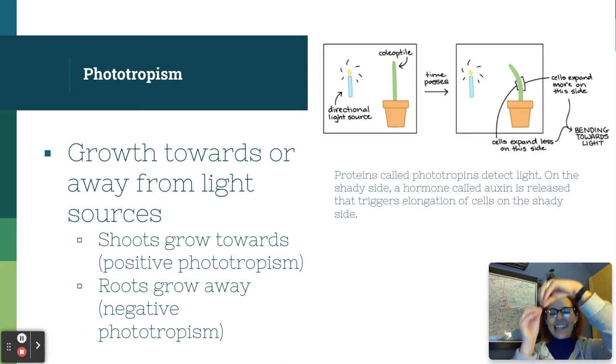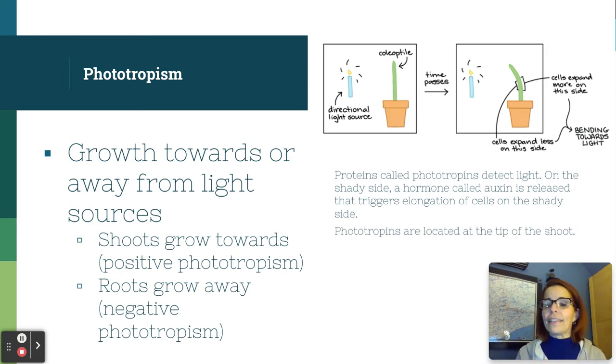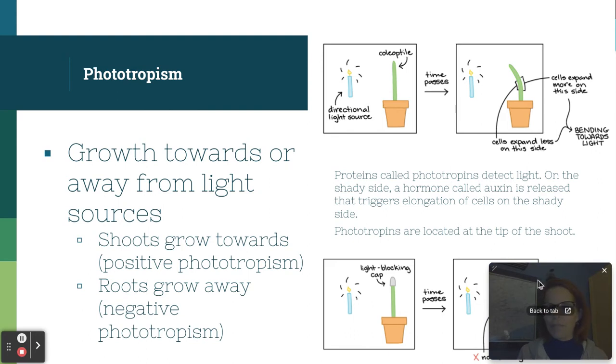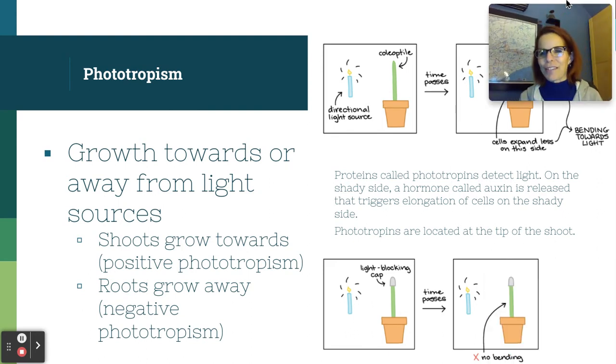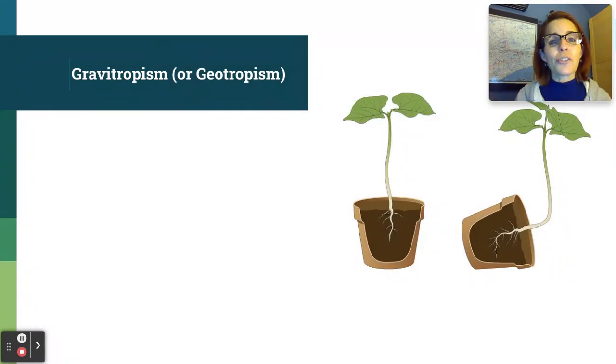So the cells on the shady side start getting longer, and that causes the stem to bend toward the light, because these cells are getting longer and they bend toward the light. I think that's pretty cool. Phototropins are located at the tip of the shoot. They've learned this with experiments, and you can do this in the lab too. I did this when I was in college. If you put a cap on the top of the shoot, then it doesn't experience phototropism, because the phototropins, the proteins, don't recognize the light, and so no auxin is released, and then the cells grow evenly instead of unevenly. All right, so that's just one example.